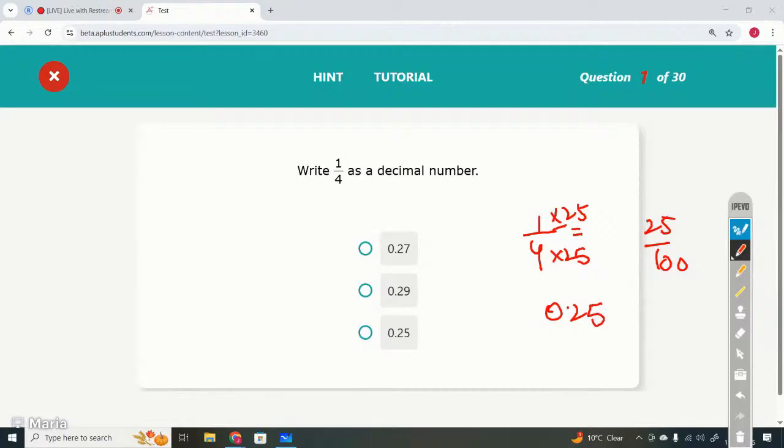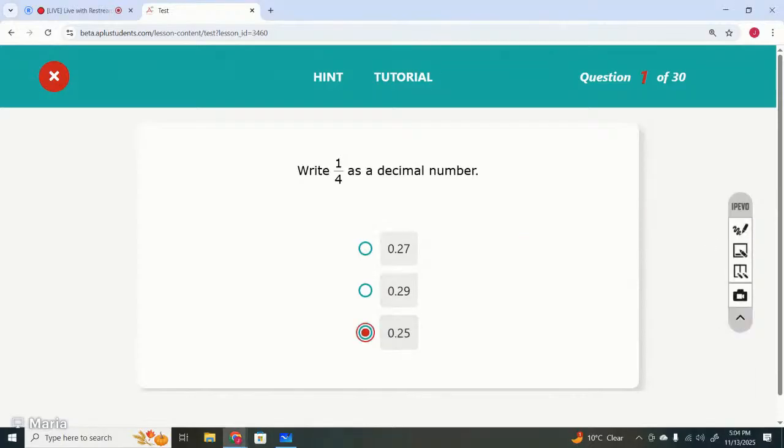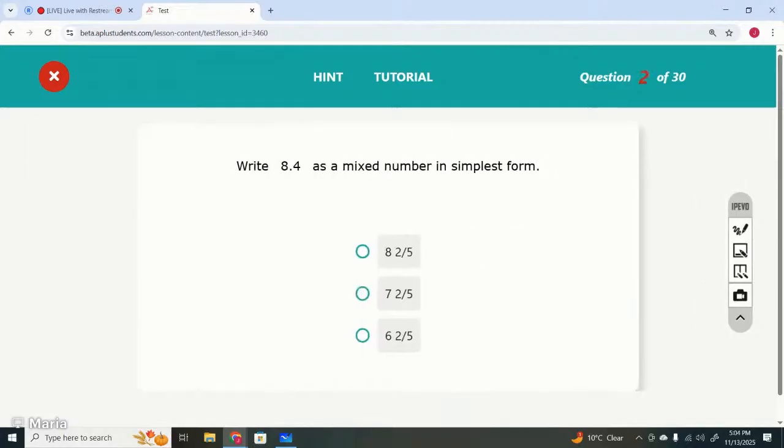The correct option is 0.25. Option number 3 is the correct option.